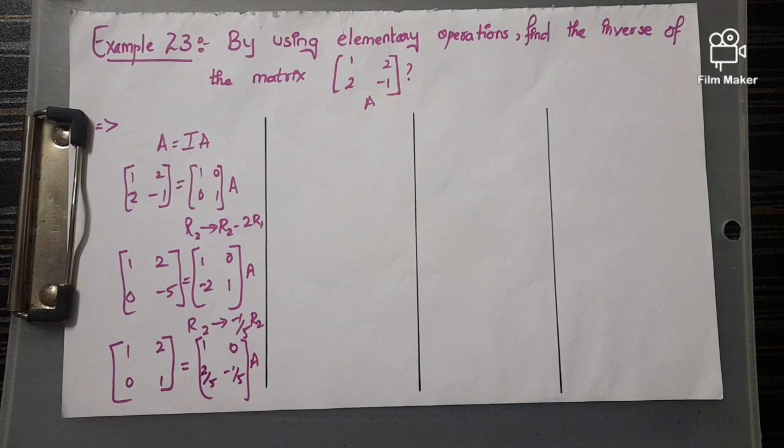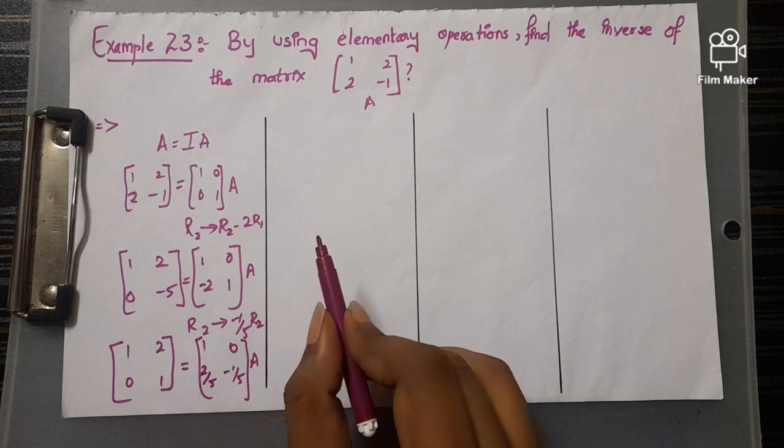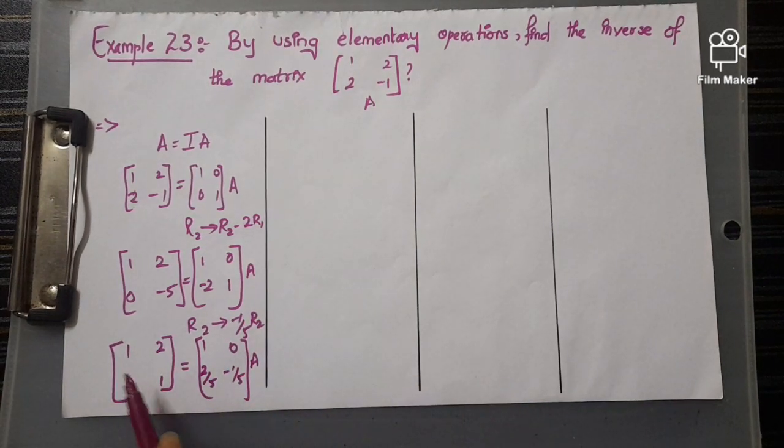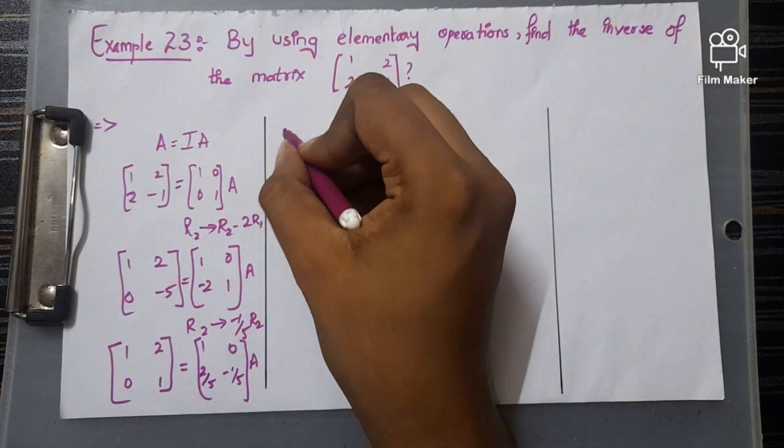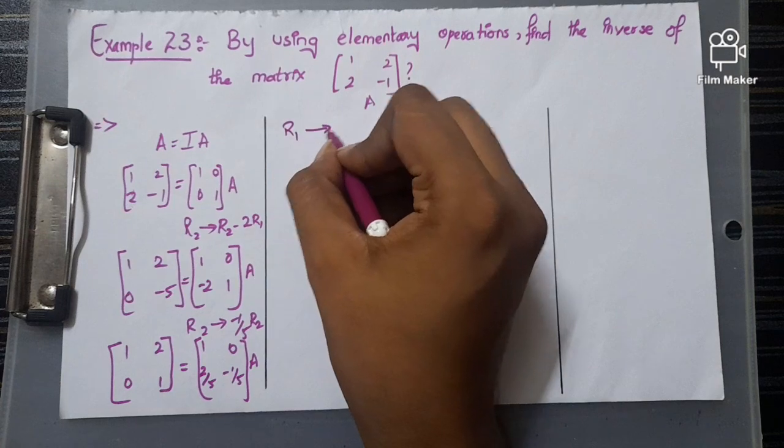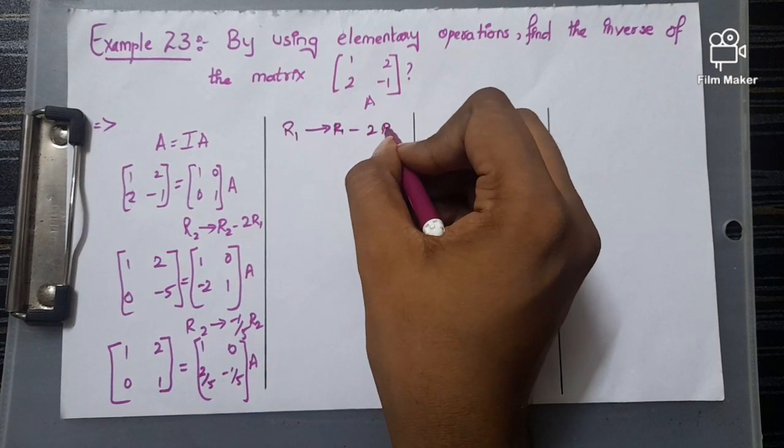Don't bother about what the right side values are becoming. The ultimate aim of this elementary transformation is to make the left side [1 0; 0 1], and the respective right side will hold the value of A inverse. Just focus on the left side. Our aim now is to change this 2 to be 0. What can be done? Merely write R1 to be R1 minus 2 R2.